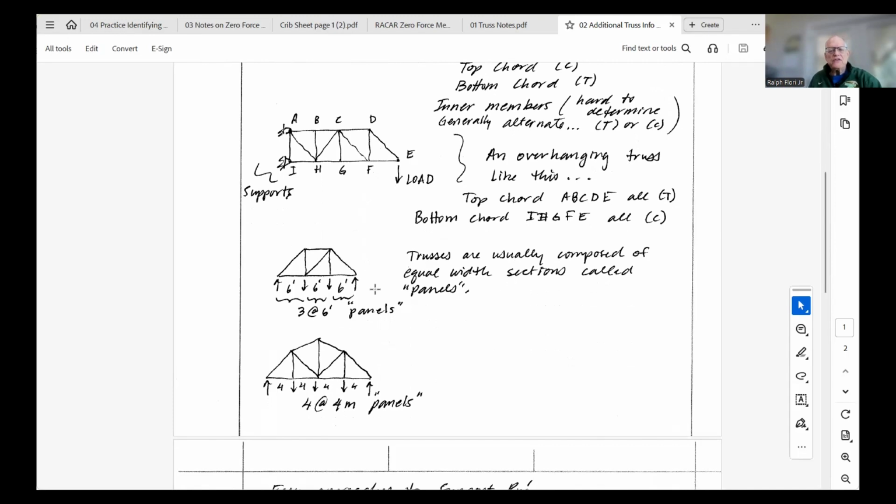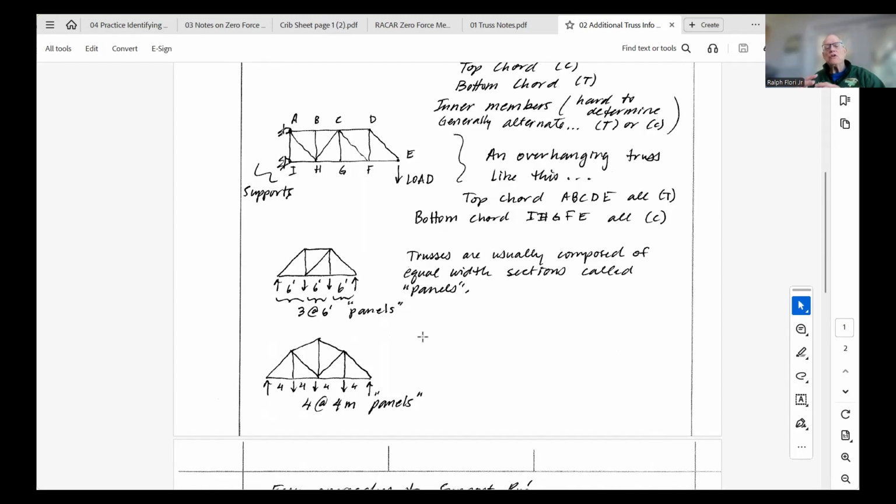Another thing about trusses, the trusses are usually composed of equal width sections called panels. Usually, sometimes there's non-equally spaced trusses. And at some point in an example, I might work for you some non-equally spaced trusses. But many times they're equally spaced. And so this is a 3-panel truss at 6-foot spacing. This is a 4-panel truss.